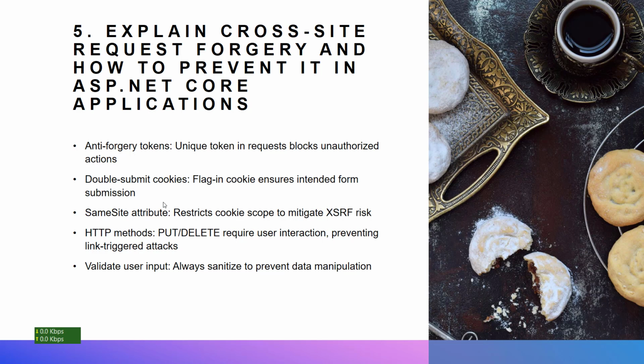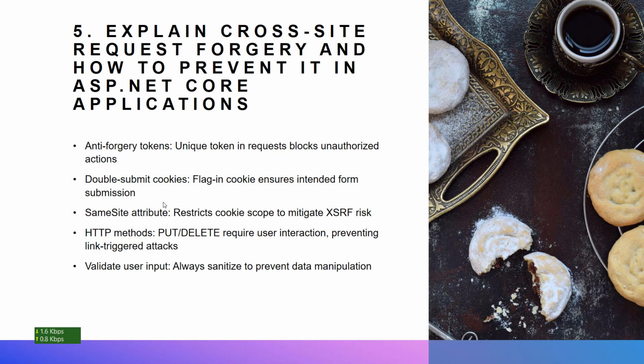Then comes: explain cross-site request forgery and how to prevent it in an ASP.NET Core application. If you have already worked on a .NET Core application, you know there is an anti-forgery token. These are some mechanisms to avoid forgery. An anti-forgery token can be used: a unique token per request blocks unauthorized actions. Specifically in an MVC application, we provide it in our view so that there is no unauthorized access to our view. So anti-forgery tokens are used there.